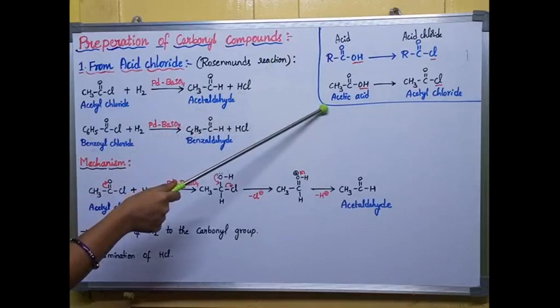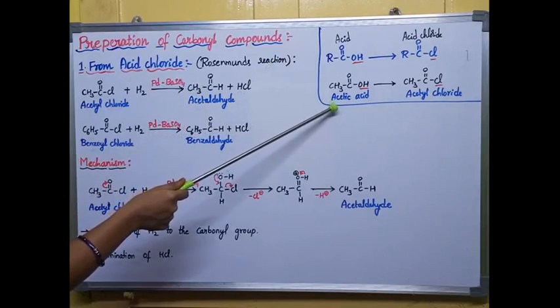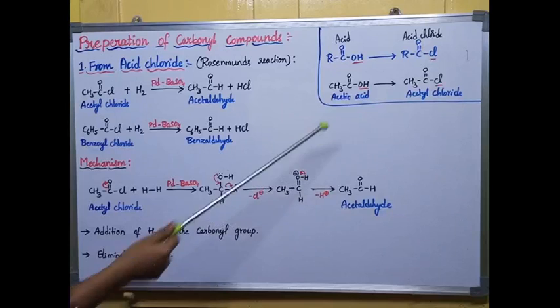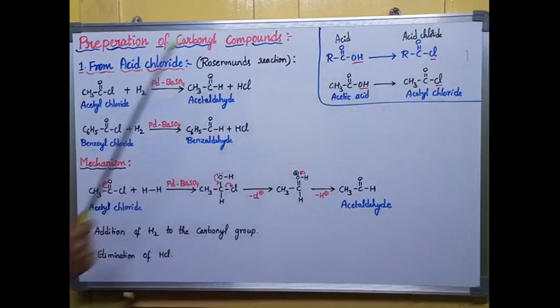In the second step, I'm taking acetic acid. In acetic acid, I'm replacing this OH with Cl. Hence, it is called acetyl chloride. You can clearly see acetyl chloride converting into acetaldehyde. In the same way, I'm taking benzoic acid and replacing that OH with Cl. Here I'm getting benzaldehyde as a product.